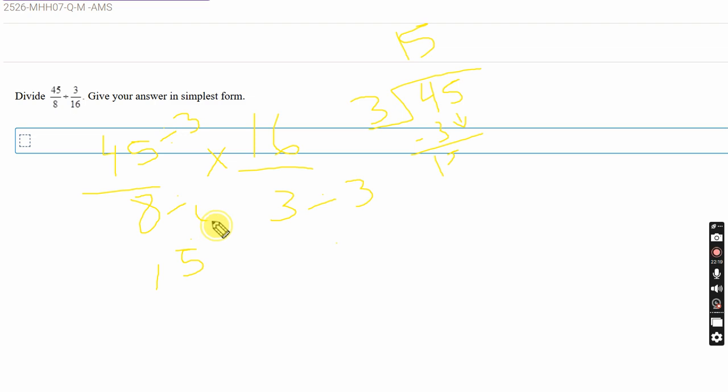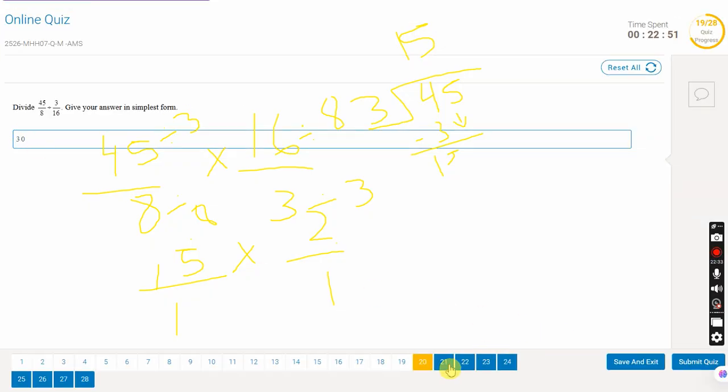And then let's look at 8 and 16. Divide here by 8. Divide here by 8. What is that? That is 15 over 1 times 2 over 1. So what is that? 15 times 2 is 30.